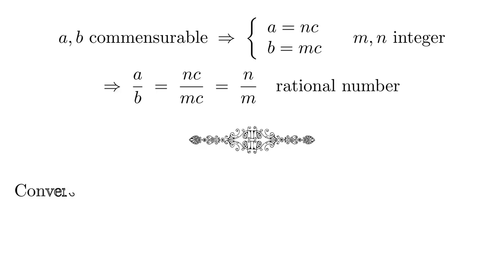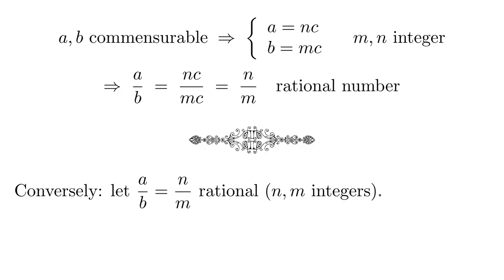Conversely, suppose that the ratio A over B is a rational number, i.e. A over B equals n over m, where n and m are integers. Then consider the quantity C equals A over n, which is obtained by splitting A into n equal parts and taking one of them. By definition then, C is a measure of A, as it fits perfectly into it an integer number of times, n times in particular.